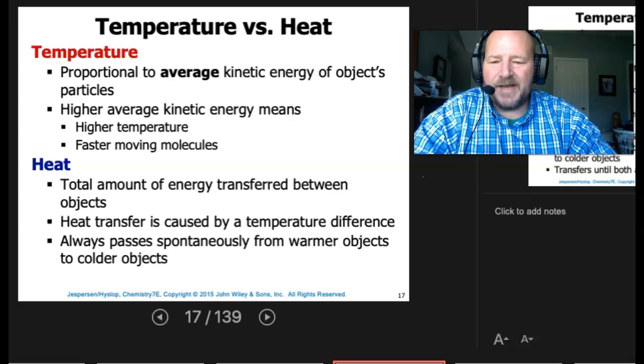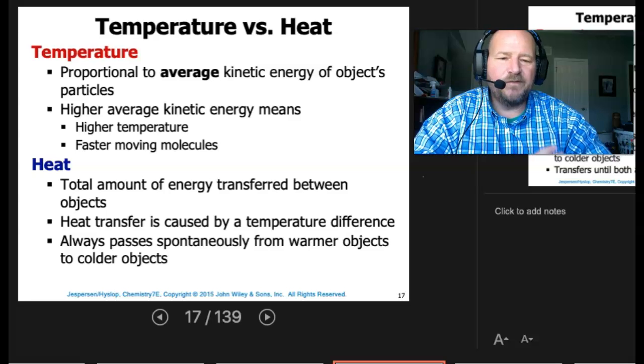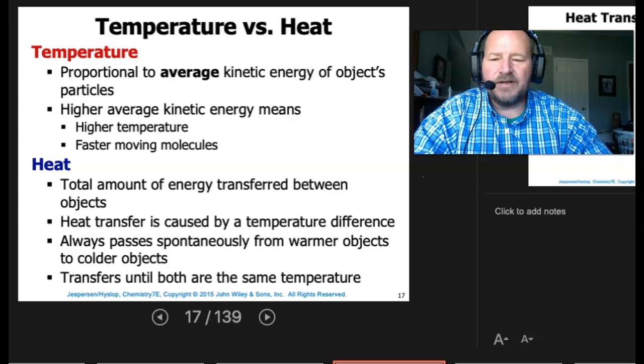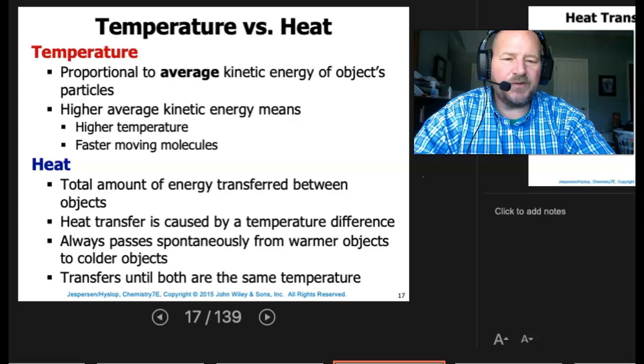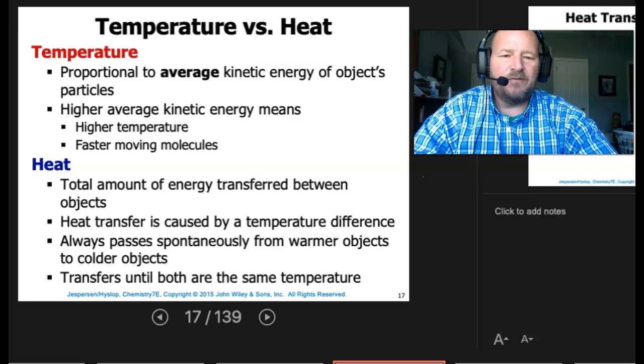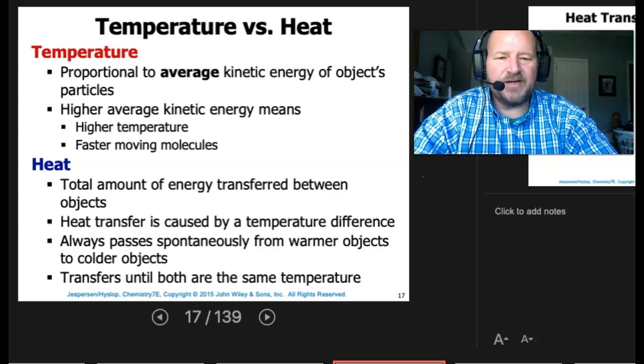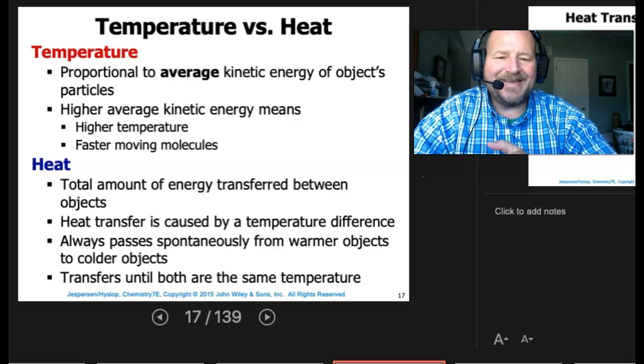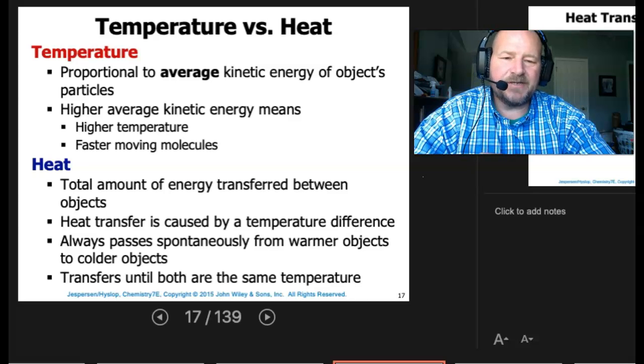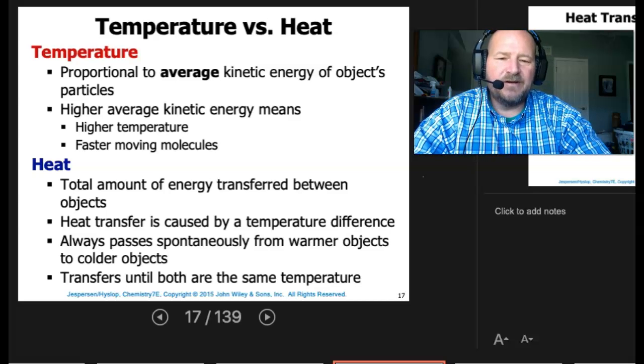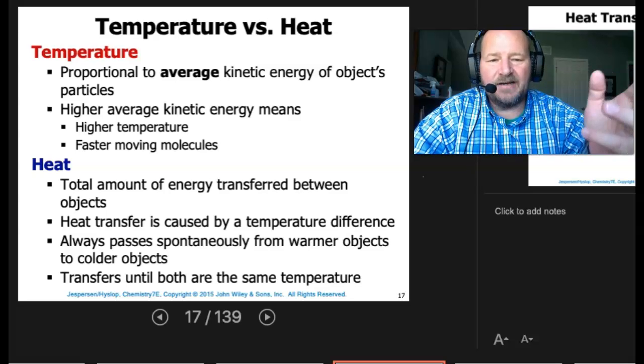Now heat always passes spontaneously from warmer objects to cooler objects. Okay, so the heat is always moving to the cool. And of course the heat will transfer until both are the same temperature. Now we'll show this with a sign. We'll get into the details here in a few minutes. But you can always think of it as, when you open the door in the wintertime, you're letting the heat out. Okay, now in the summertime, if you leave the door open, you're now letting the heat in, right? So the heat is always moving from the hot to the cool.